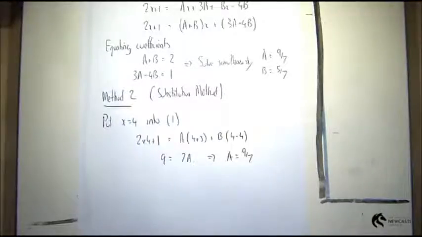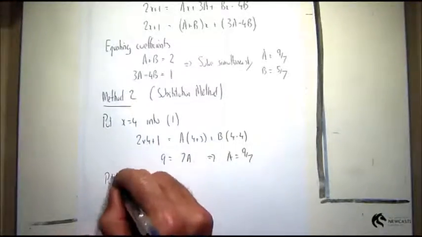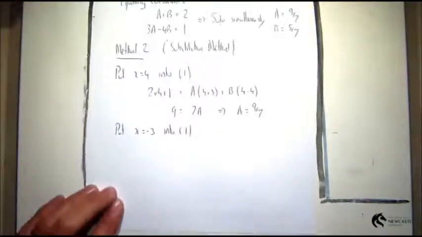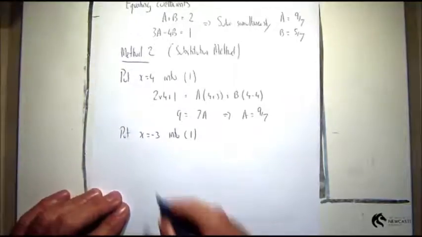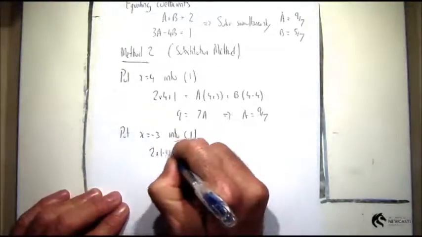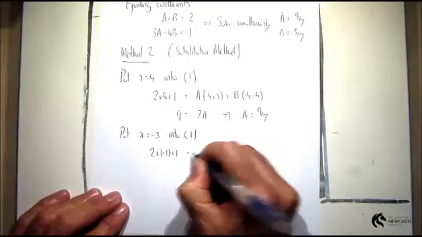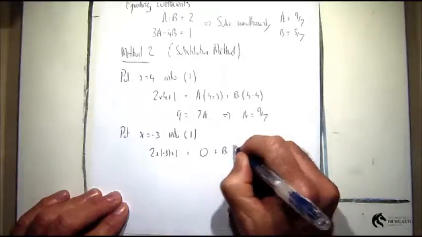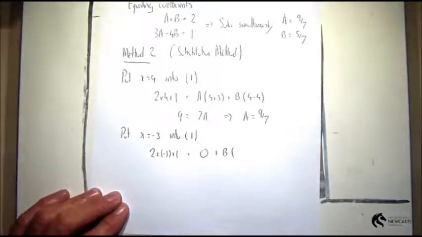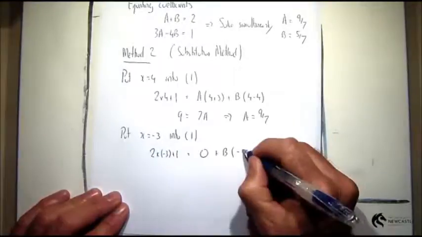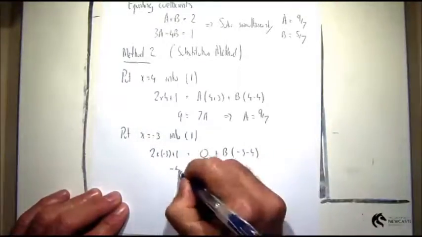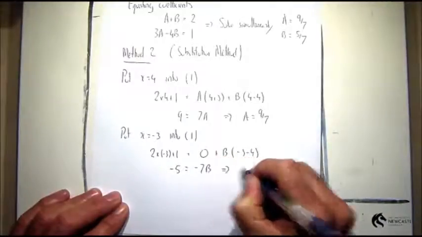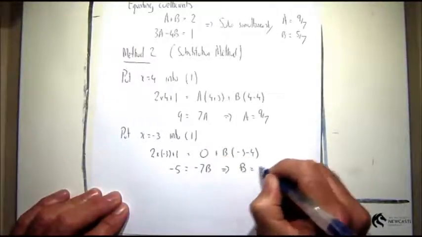So I'm going to put x equal to minus 3 into 1. And when I do, I get 2 times minus 3 plus 1 is equal to, and that's just going to be 0. And then I have b, and I've got minus 3 minus 4. And so that says minus 5 is equal to minus 7b. So b is equal to 5/7.